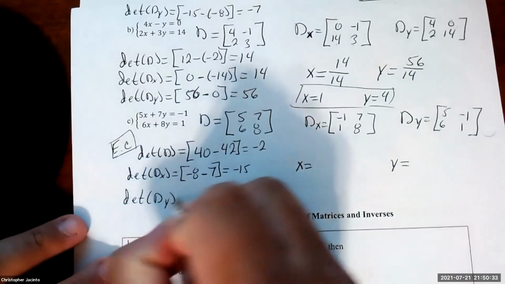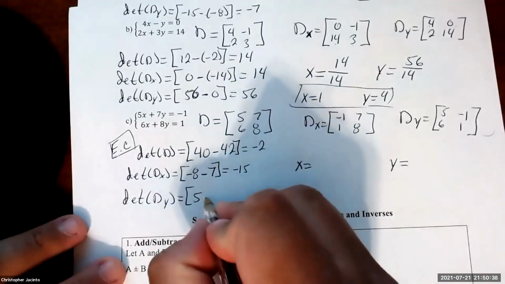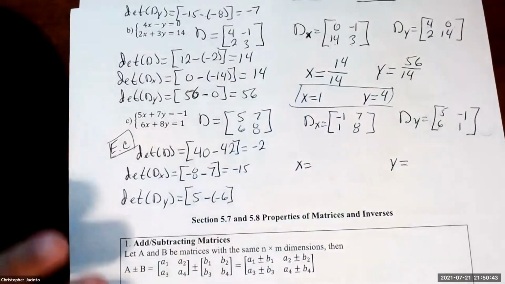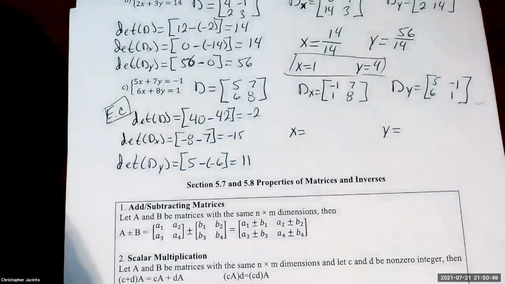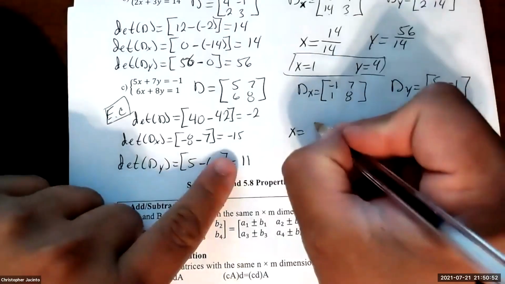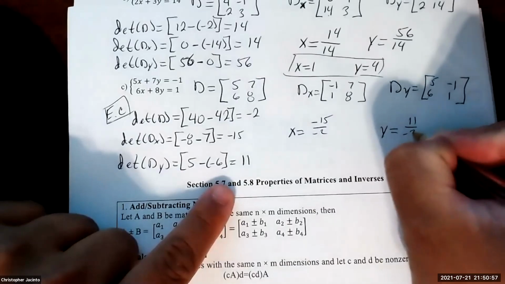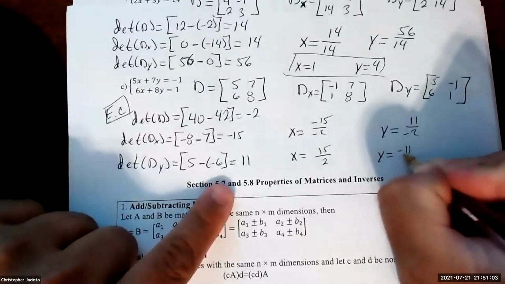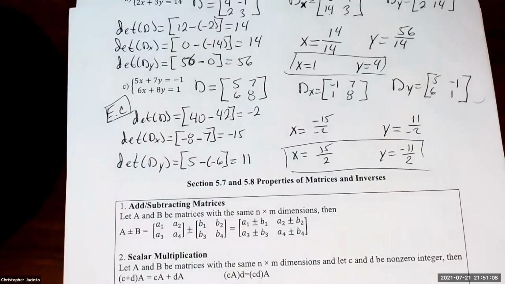And the determinant of dy is 5 times 1 is 5, minus 6 times negative 1 is negative 6. So that gives you 11. So x is going to be negative 15 over negative 2, and y is going to be 11 over negative 2. Oh, looks like you guys were right. There you go. So even here, you can have fractions. Good job.